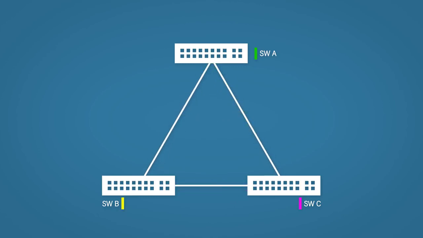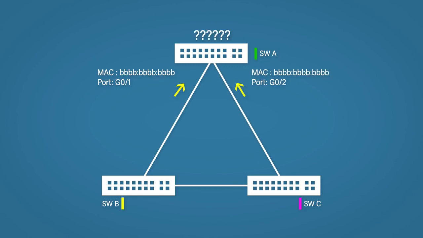Okay, let's look at another. Switch B sends a broadcast message. Switch A receives this message. And it does what switches do best. It learns the MAC address of that message. Then look what happens when switch A gets the same broadcast message on another port. Wait a minute, I just got this MAC address on 01. Now you're telling me it's actually on 02? Okay, fine. I'll update my MAC address table. So the switch updates its MAC address table.